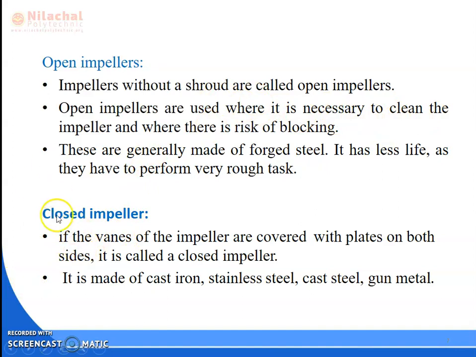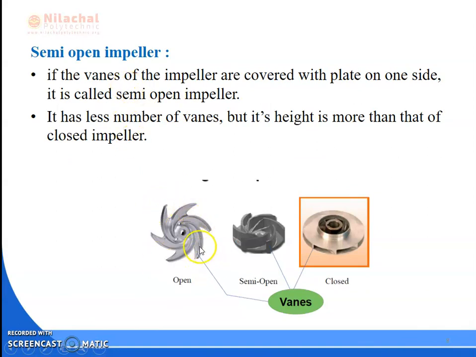We saw the closed impeller before also in the construction. If the vanes of the impeller are covered with a plate on both sides, it is called a closed impeller. It is made of cast iron, stainless steel, cast steel and gunmetal. See, this is the impeller. If it is covered by two plates, this one plate and this one plate, these two plates are known as the shroud. And these are the vanes. If the open impeller is covered by two plates, that is known as a closed impeller.